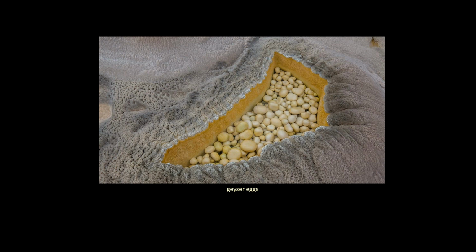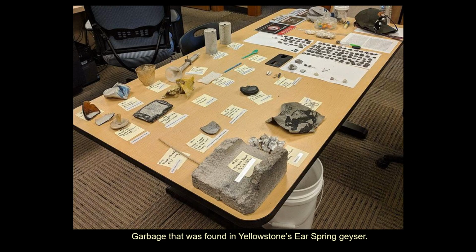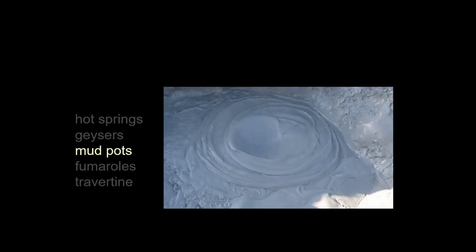Some products that come out of geysers, some things that are formed from geysers, include geyser eggs. They're unusual things. There are also things that people put in geysers that shouldn't be put in geysers, and the National Park Service has a collection of garbage that for whatever reason people thought it would be appropriate to put into a geyser and see what happens. It's very illegal if it's federal land, so don't do it. But these are some of the things that were fished out of geysers over time by the National Park Service.